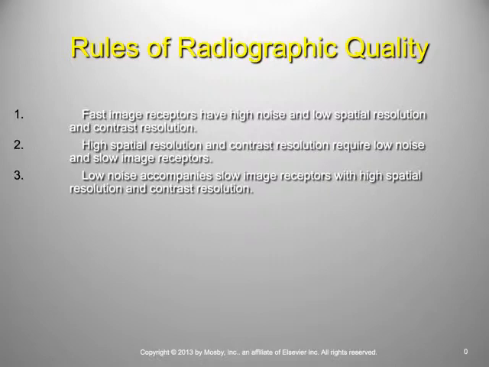But one of the ways that our textbook is going to ask us to think about quality has to do with an H and D curve or an S curve, right? So I'm going to draw these in really exaggerated form. I have one that's really steep here on the left and one that's less steep on the right, okay? These curves indicate the way that an image receptor is receiving the signal, okay?